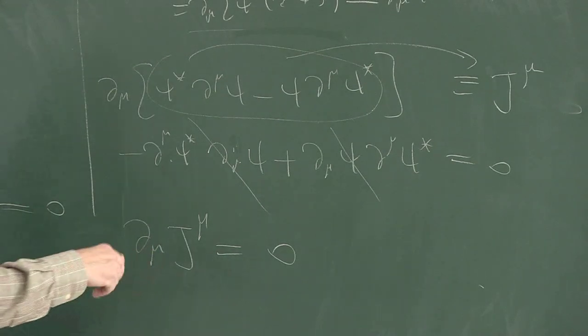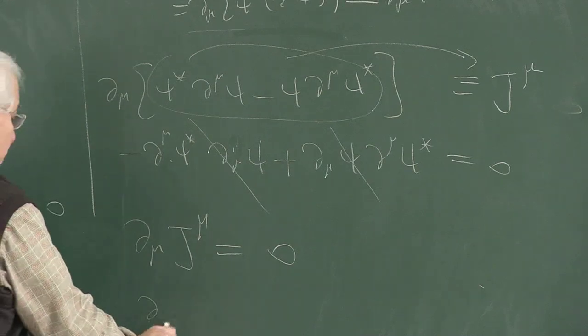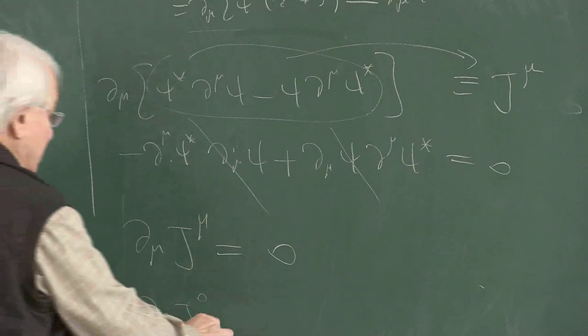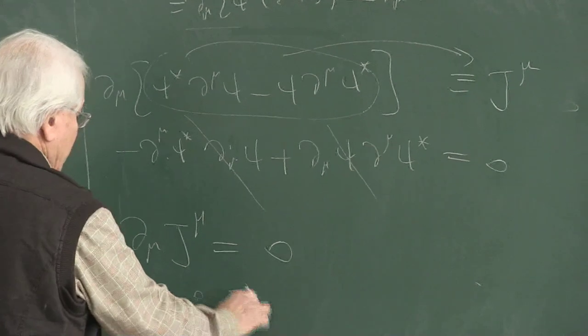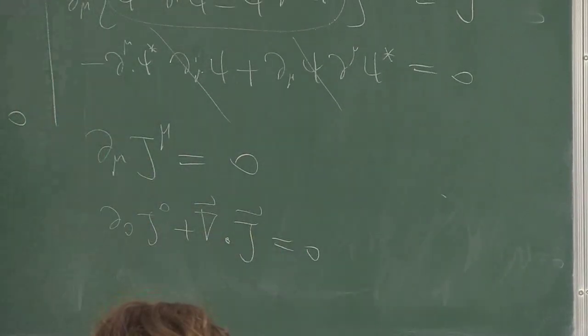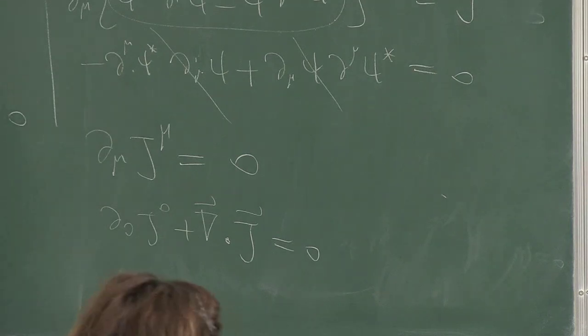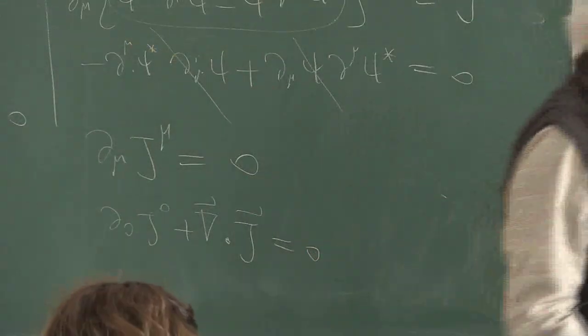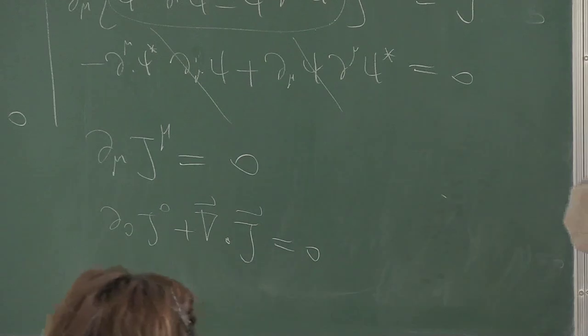How do I decompose this? d0 J0 plus d i J i, right? d sub i is the Cartesian gradient, so I use that usual notation. So d0 J0 plus del dot J is equal to zero. Let's work out those J0 and J current vectors from that compact expression. What is J0?